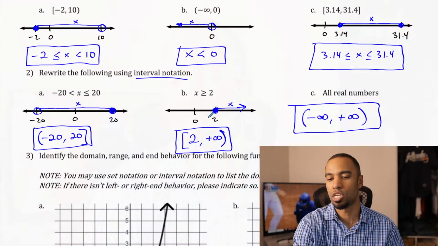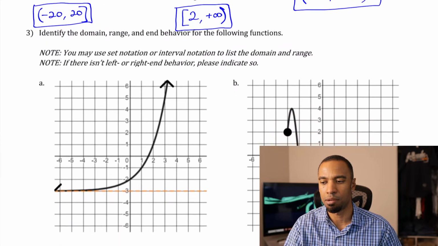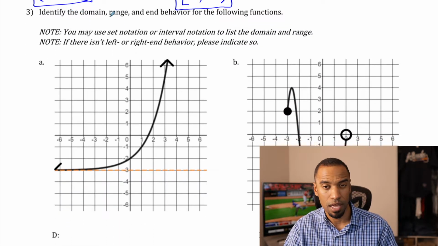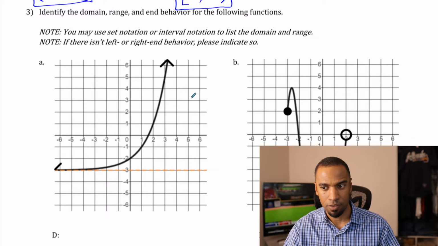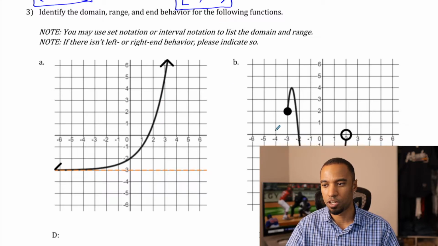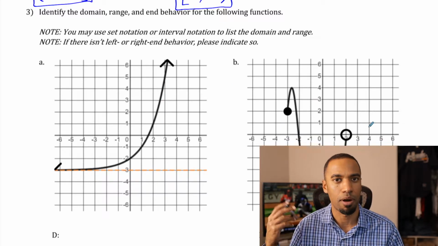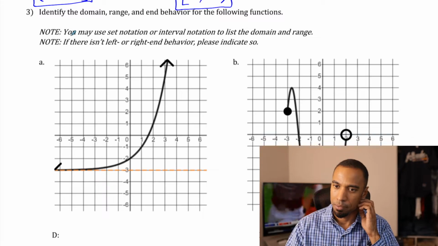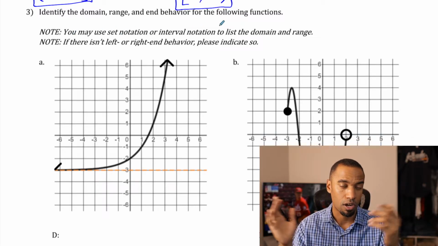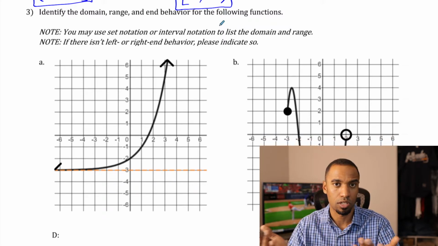All right, here we go. Continuing on to number 3, where we have parts A and B. We have 2 graphs, and we are going to identify the domain and range for each of them, and also the end behavior for these two functions as they are pictured below. I have a nice exponential function here and some oscillating, probably periodic function right there. Now, 2 notes. You may use set or interval notation to list the domain and range, kind of your call. I'm probably going to be using the set notation inequalities.